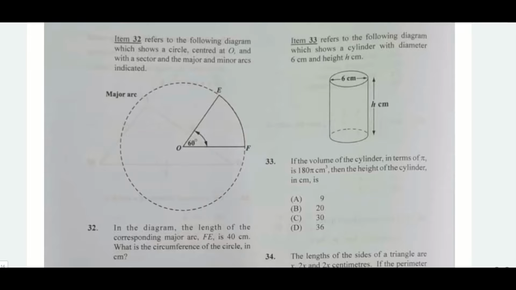Alright, item 32 refers to the following diagram, which shows a circle centered at O and with a sector and major and minor arcs indicated. So in the diagram, the length of the corresponding major arc FE is 40 centimeters. This is the major arc dotted line. And all that is 40 centimeters. What is the circumference of the circle in centimeters?